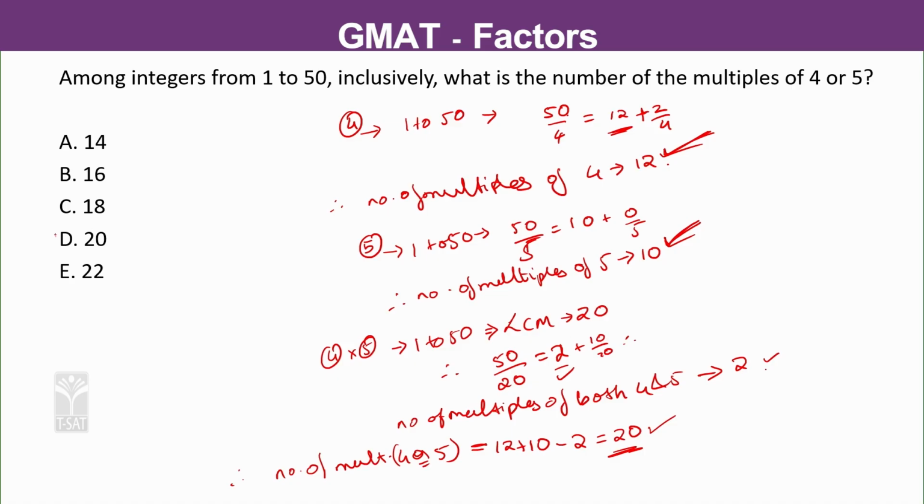The answer is option D. I hope that was clear. First we calculated how many multiples of 4 are there between 1 and 50, and we calculated how many multiples of 5 are there between 1 and 50, and then we calculated the number of multiples of both 4 and 5, since they have been counted twice between 1 and 50, and we just subtracted it once. So, we get our answer 20.